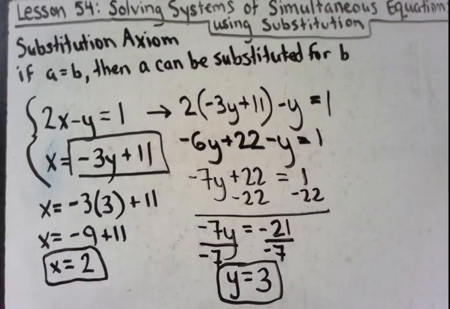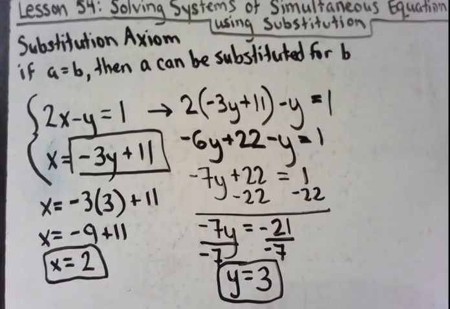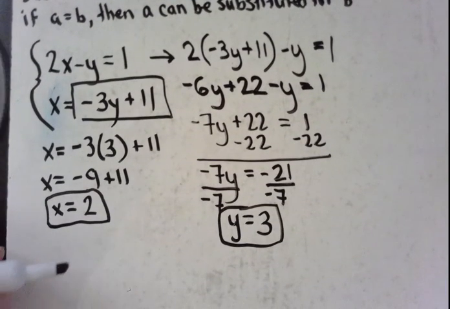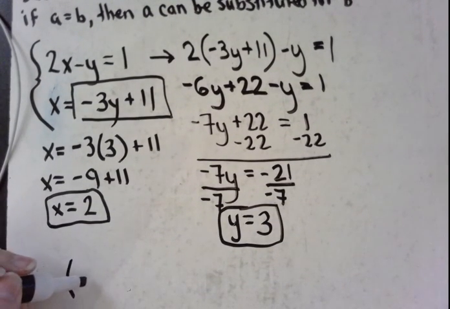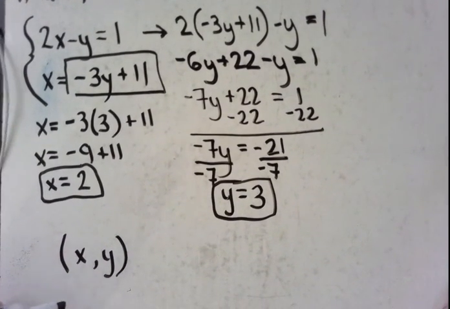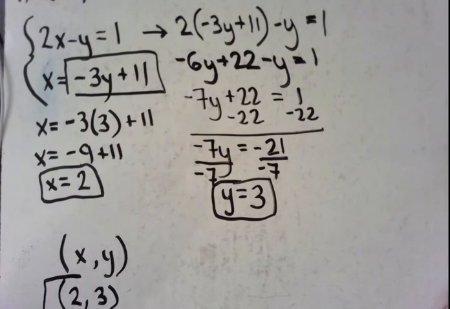So now I have the value of x and the value of y that satisfy this system of simultaneous equations. And most of the time we write our answer as an ordered pair. So we would write our answer as, we know that x is the first coordinate and y is the second. So in this case our answer would be (2, 3) in parentheses, just like an ordered pair.